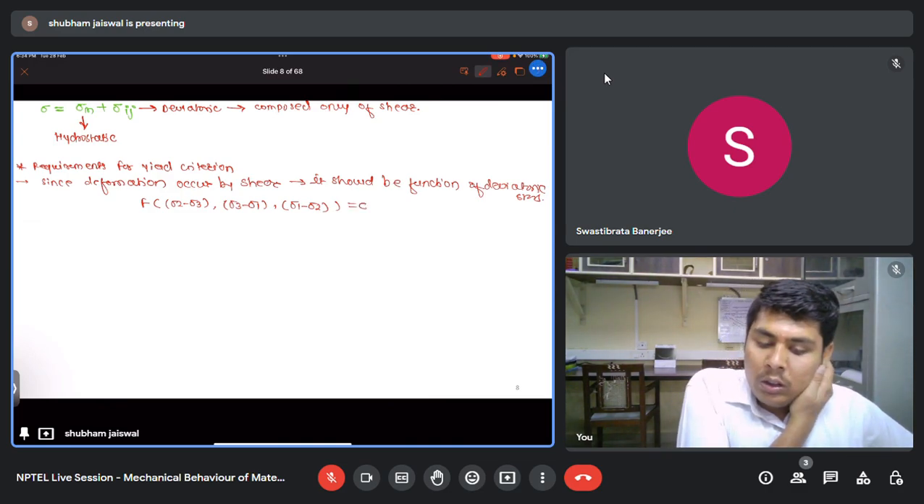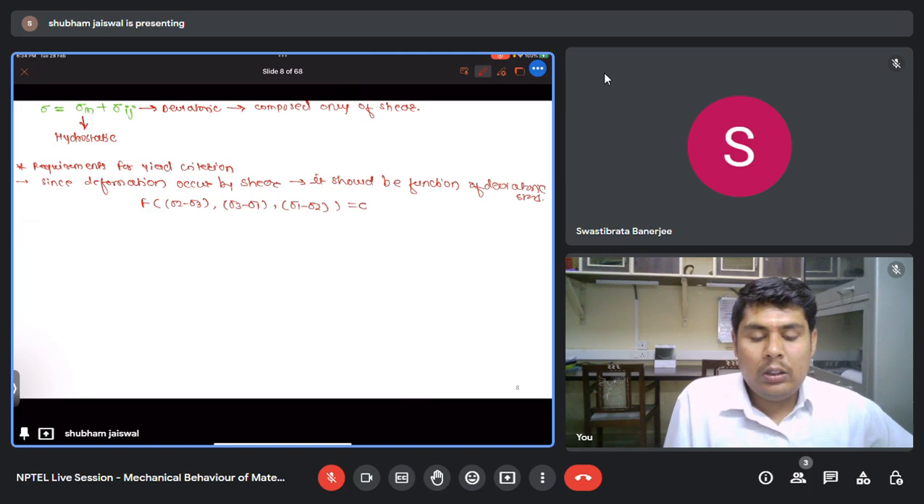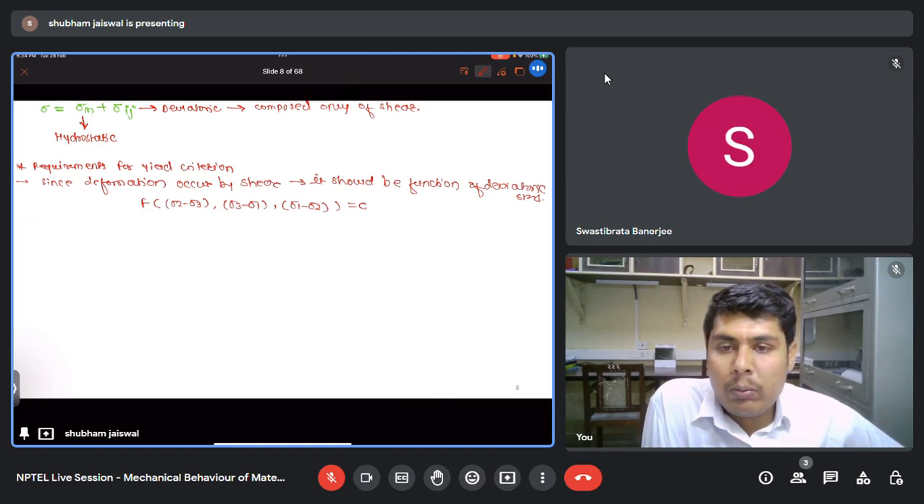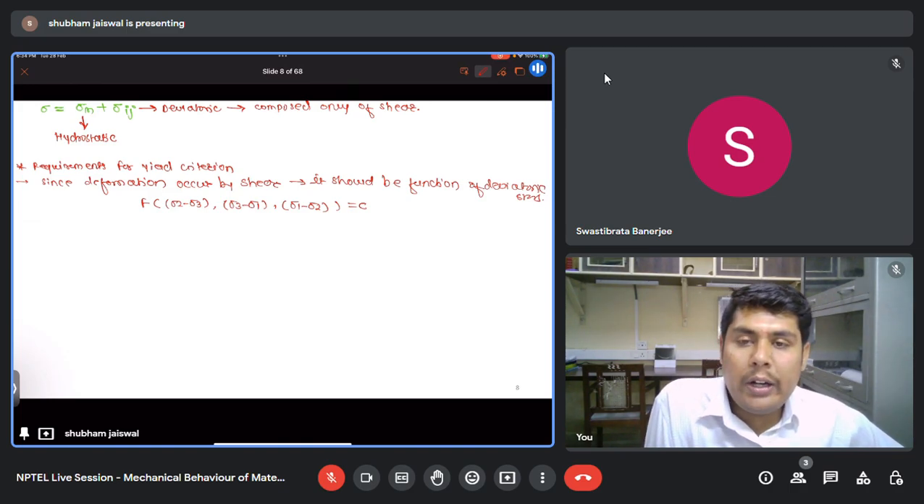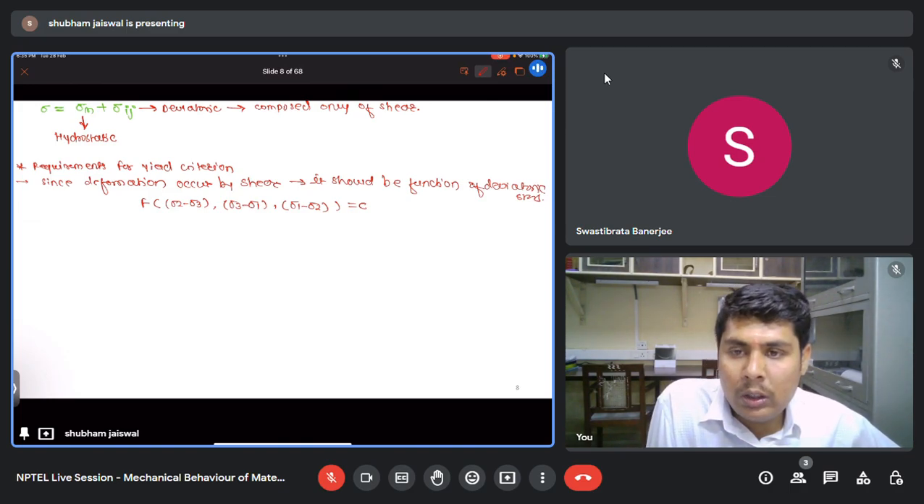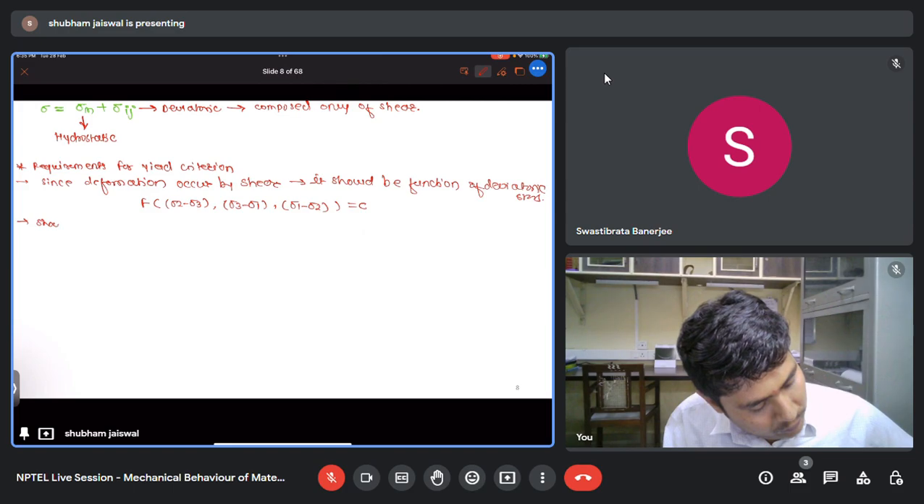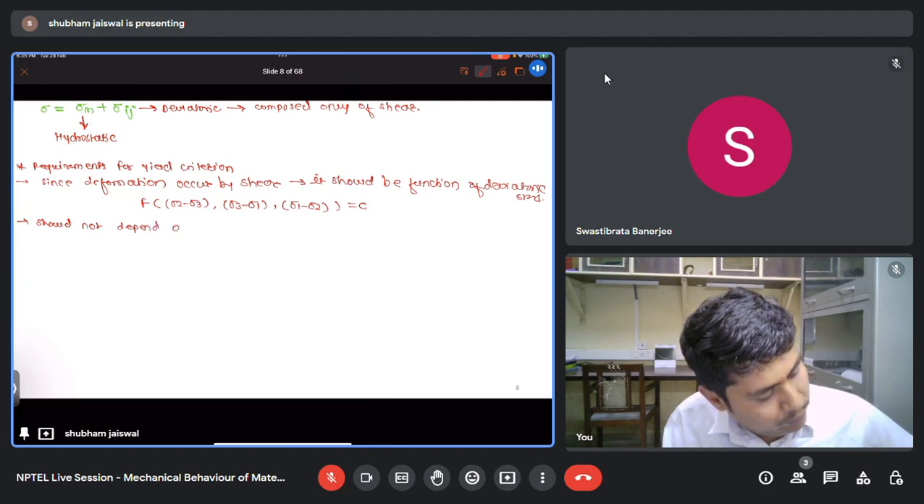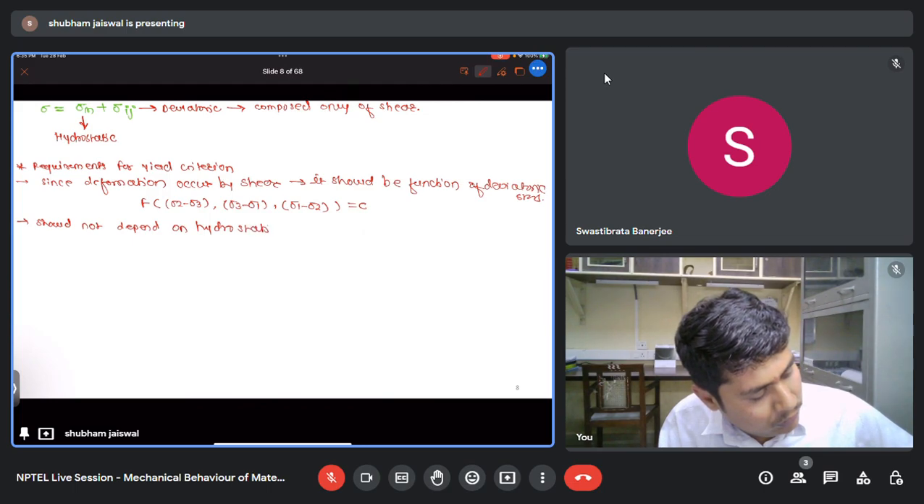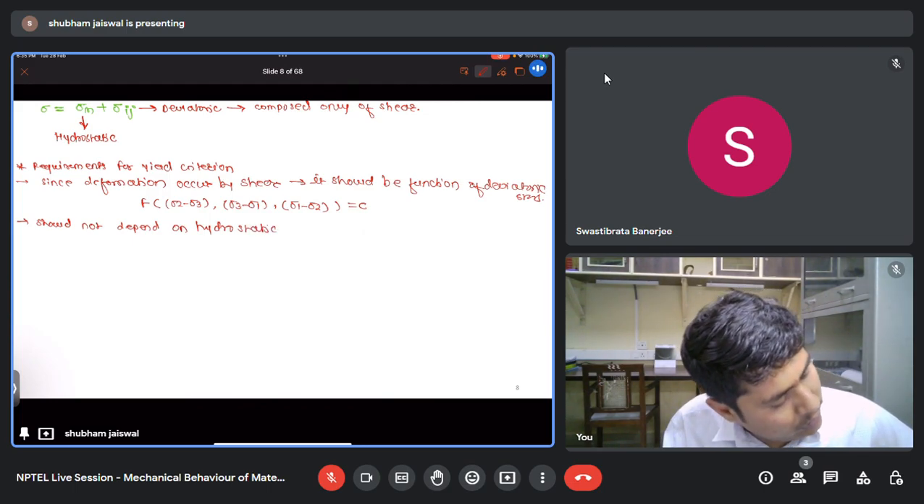And the second thing, as the deformation mainly depends on the shear, the addition of the hydrostatic force should not affect the yield criterion. So it should not depend on hydrostatic stress.